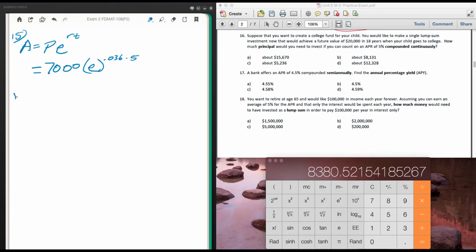So let's start with what we know. We're going to probably use the formula for compounding continuously, since that's what they refer to. Now let's look at what we're given and what we're trying to find. We're looking for the future value, so that's the actual A. So I'm going to put in 20,000 there. That's our future value. We don't know what the principal is.